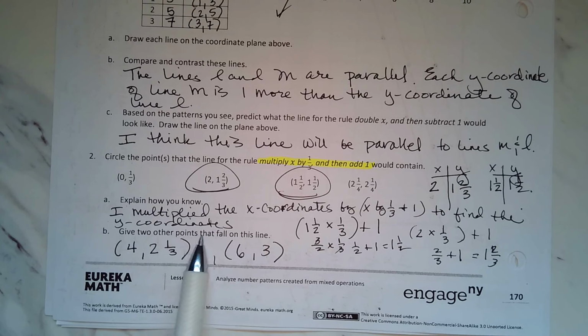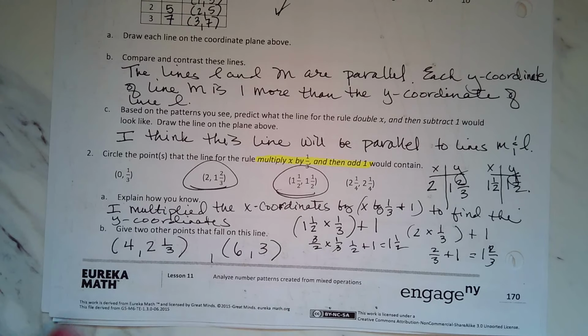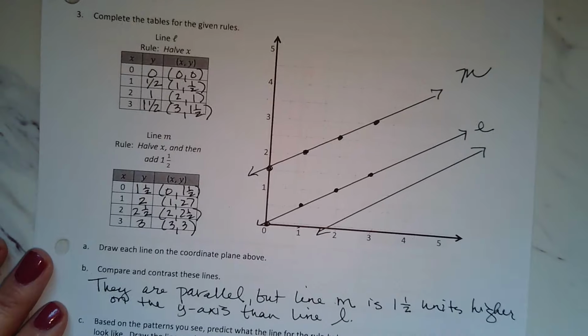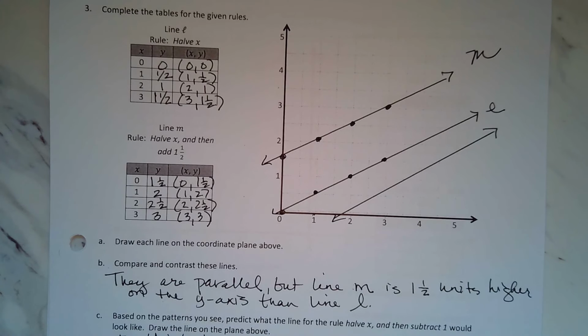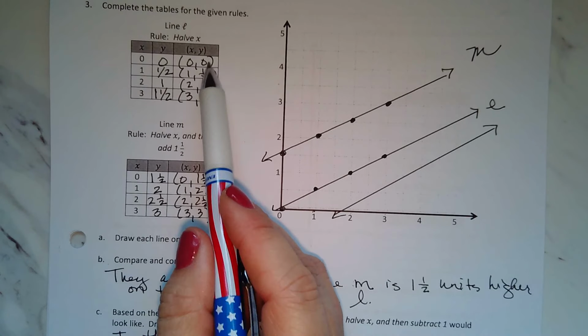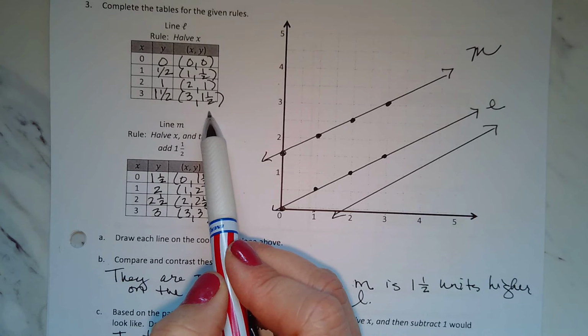Then give 2 other points that would fall on this line. Your numbers might be different, but I went with 2 and 2 1/3 and 6 and 3. Then for problem 2, complete the tables for the given rules. For line L on this one, half x. So are these your coordinate pairs you ended up with?